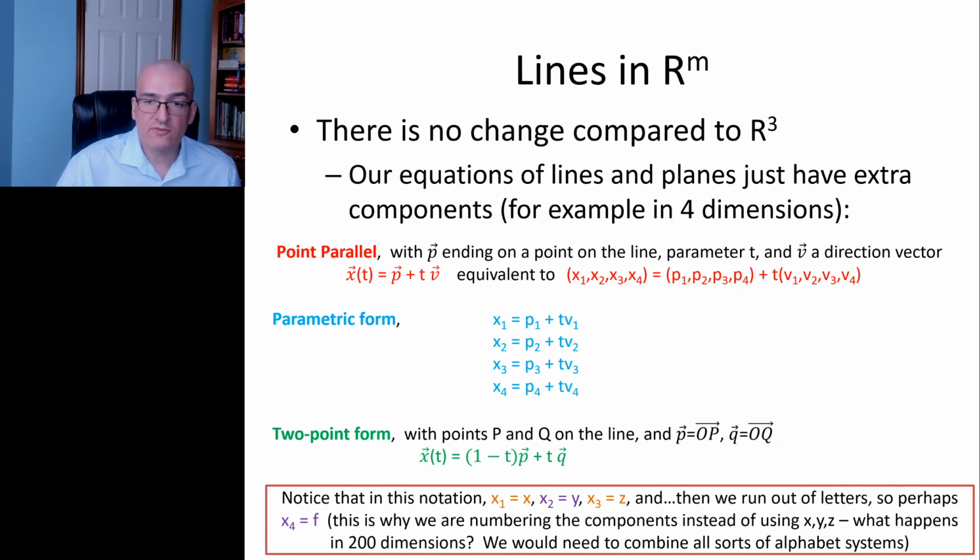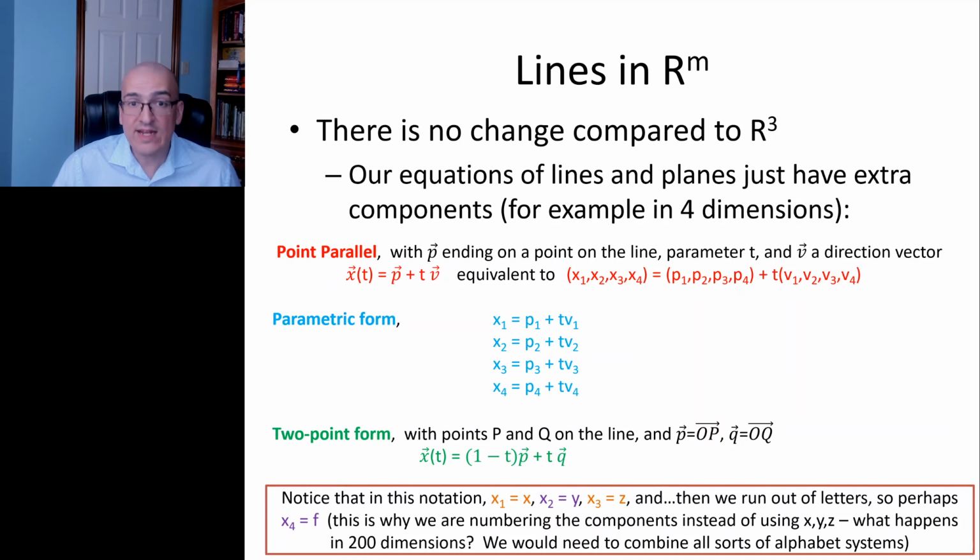We have to be a little bit careful. Notice that for parametric form, I didn't use X, Y, and Z. That's because we start running out of letters very quickly. The English alphabet does not have infinite characters. It is possible to extend to other alphabet systems. We could start introducing Greek letters, or characters from, let's say, the Mandarin alphabet. We could introduce characters from different alphabet systems.